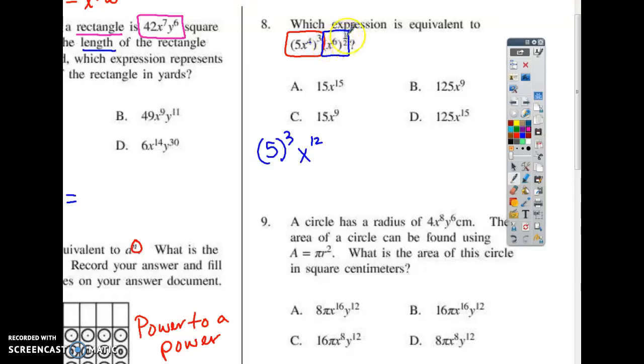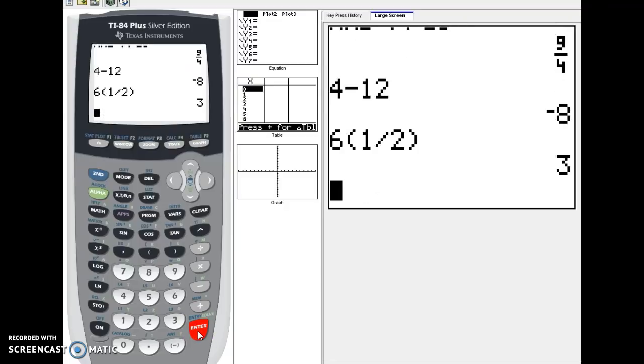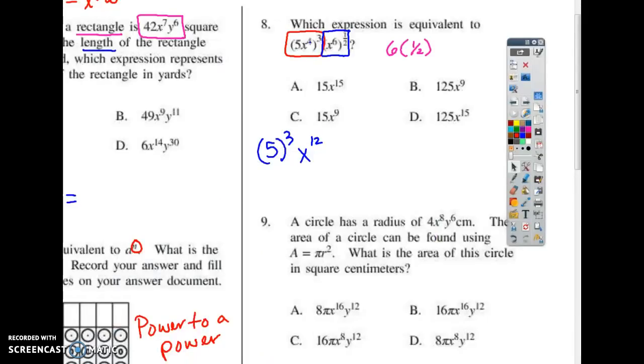The other one, this one right here. What do I do with those 2 numbers? Multiply them. Multiply 6 times 1/2. Or half of 6 is 3. Half of 6 is 3. So now I have x to the 3rd power.